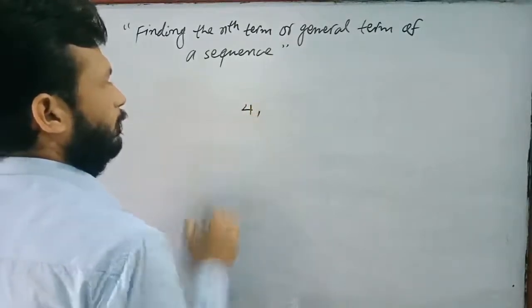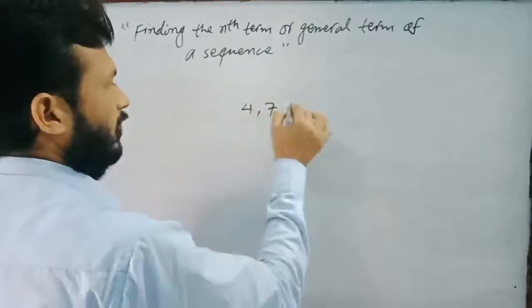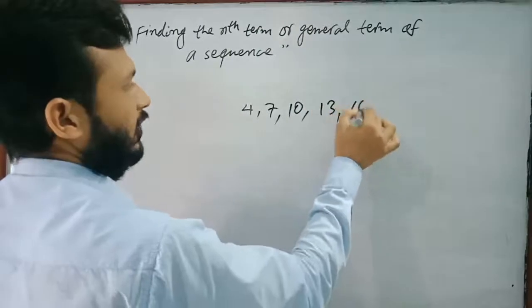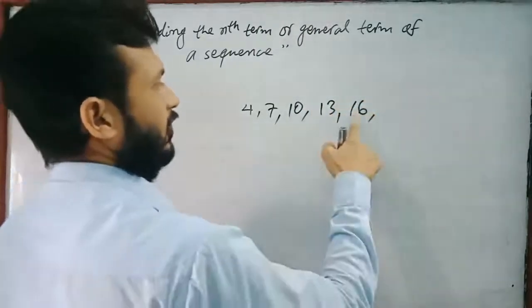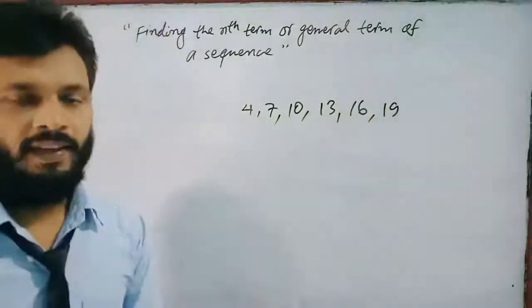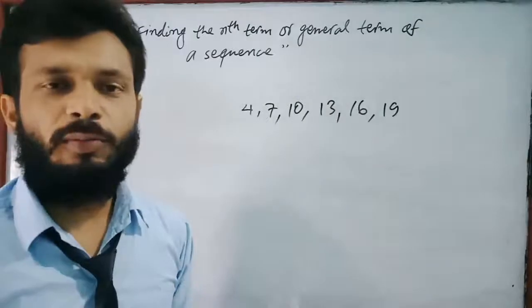Okay, 4, 4, then 7, 10, understood? 13, 16, 16, then 19. Okay, this much. Can you find its general term or nth term?